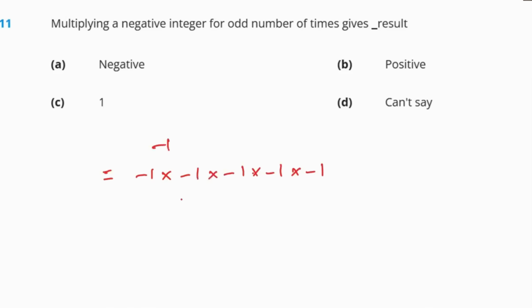So -1 into -1 is 1. -1 into -1 is 1. And this is -1. 1 into 1 is 1. And 1 into -1 is again -1. Okay, so multiplying a negative integer an odd number of times will always give what? Always a negative result. And multiplying a negative integer an even number of times gives a positive result. Okay, so here the option is option A, that is negative.